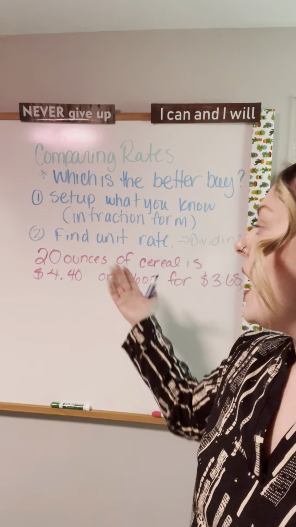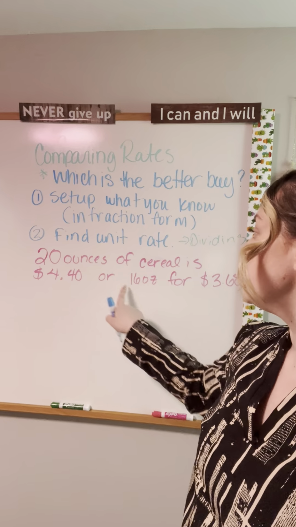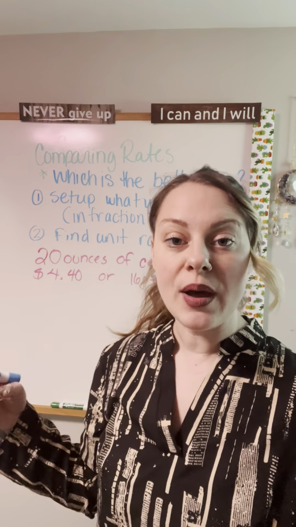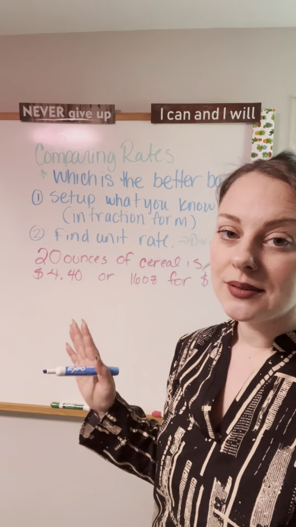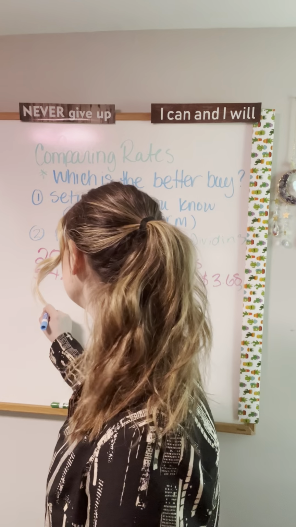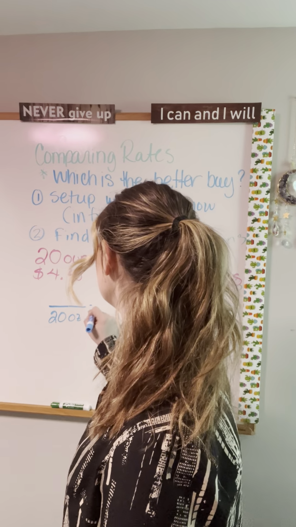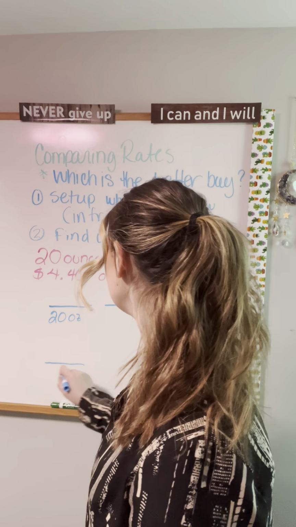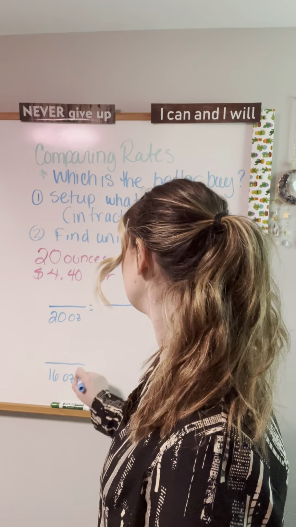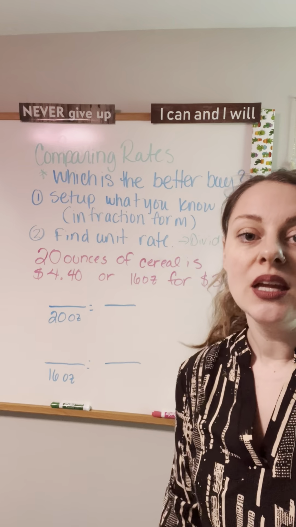So, I mean, you don't have to. You could, because it's 20 and 16, you just have to make sure that the amount of ounces is the same number. I don't want to confuse you, but I'll show you another way. So the ounces goes on the bottom, right? I'm just setting this up without setting the rest up.